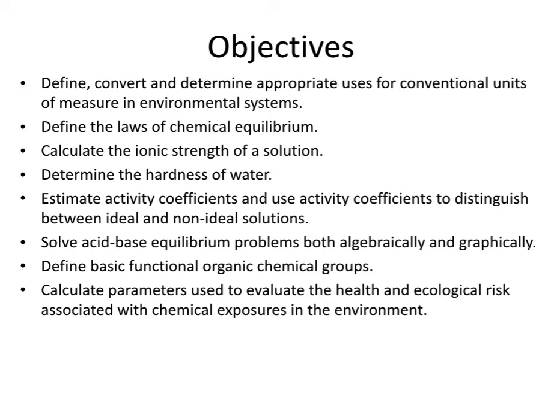The objectives for this chapter are to be able to define, convert, and determine appropriate uses for conventional units of measure in environmental systems related to sustainability. We'll look at various chemical equilibrium laws. You should be able to determine the ionic strength of a solution, the hardness of water, and what activity of a compound means and how we might employ that in different environments on the planet, depending upon where we're working. We'll look at acid-base equilibrium and talk about the impacts of acids on the environment as well.